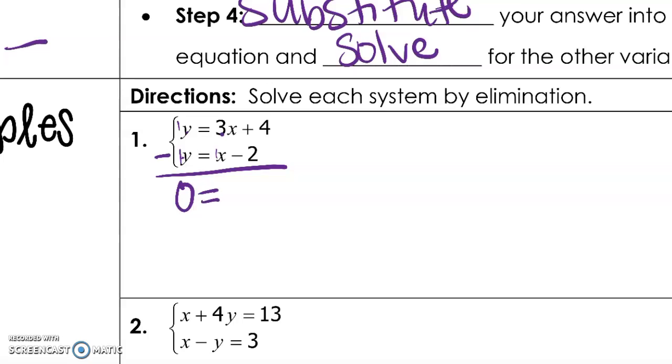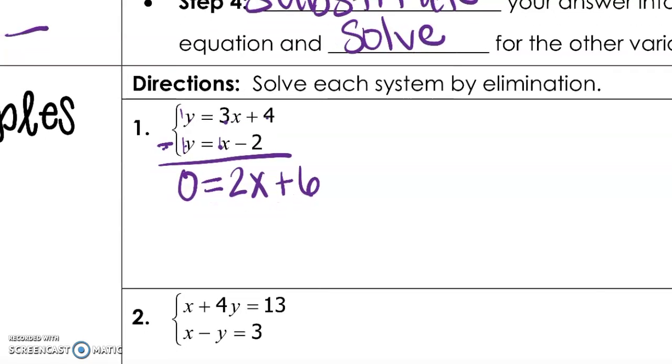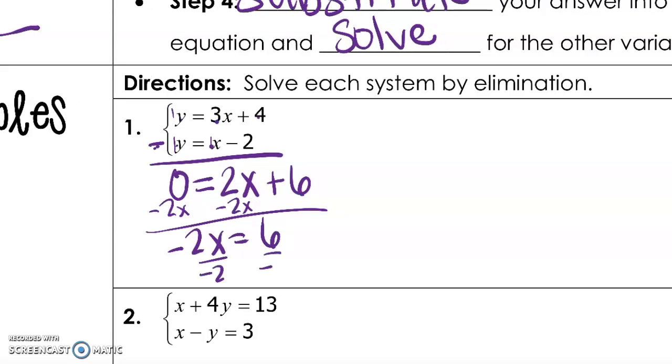Equals 3 minus 1 would give us 2x. Here's where you have to be careful. 4 minus negative 2 gives me positive 6. 4 minus negative 2 really means 4 plus 2, which is 6. Now it's as simple as solving this equation for x. I would move the 2x over. Negative 2x is equal to 6. Divide, x equals negative 3.